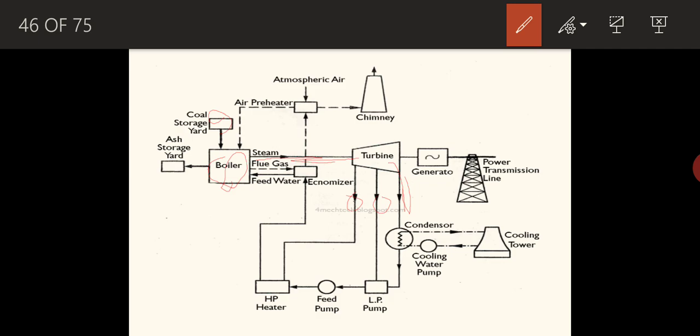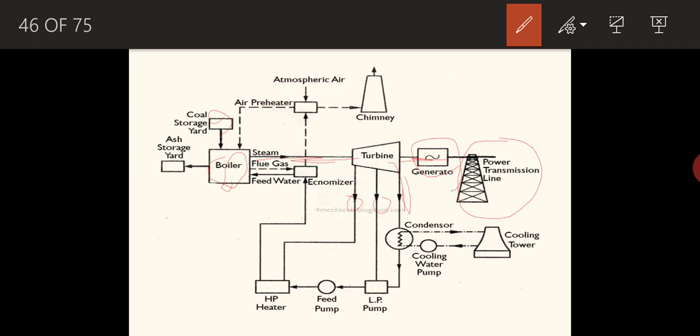So the blade rotates. The blade is connected to the shaft, so once the blade rotates, the shaft also rotates. You can see the shaft is connected to the generator, where the electricity is being produced. So when the shaft rotates, electricity is produced inside the generator. That electricity is passed through the power transmission lines and distributed to wherever it is required.